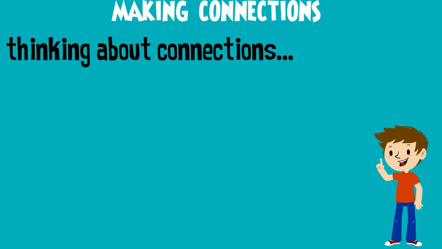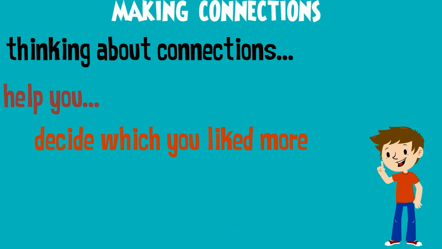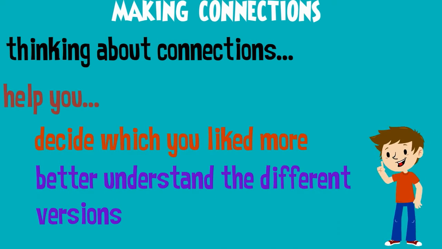Thinking about connections between a text and a different version of it, like a movie, can help you decide which you liked more, and it can also help you better understand the different versions. Let's look at an example.